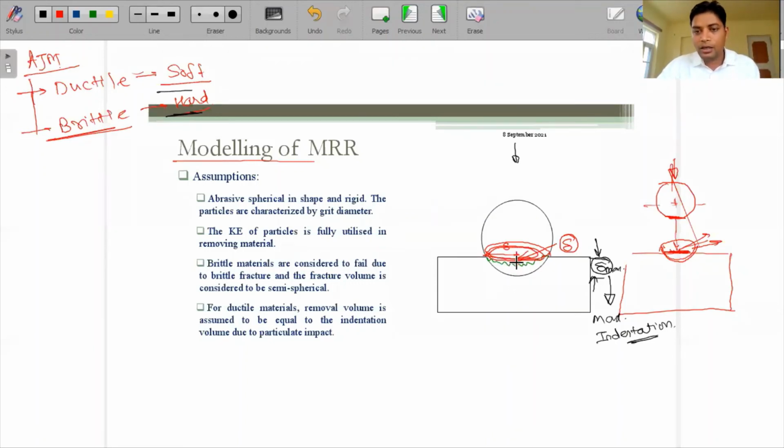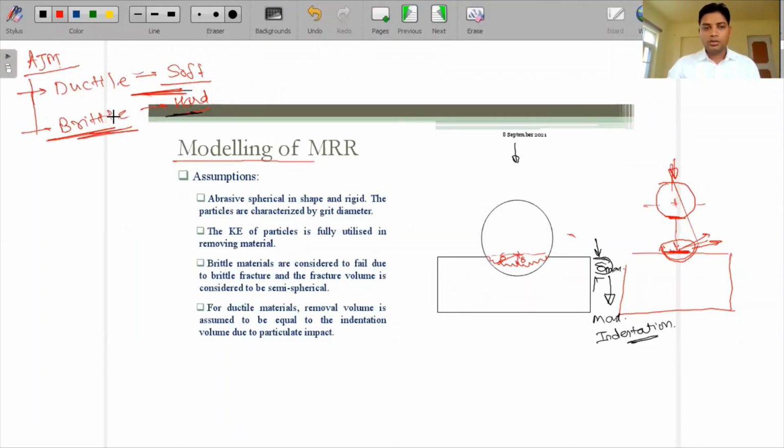By the way, if you see from this side, from this center this distance may also be delta, but sometimes this distance will not be delta, it can be something else. So that's why we cannot consider that for ductile material it will be a semi-sphere. For the ductile material it should not be a semi-sphere, but for the brittle material we can say it should be a semi-sphere.